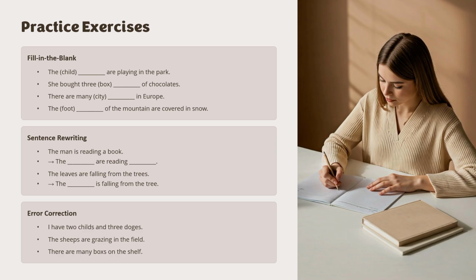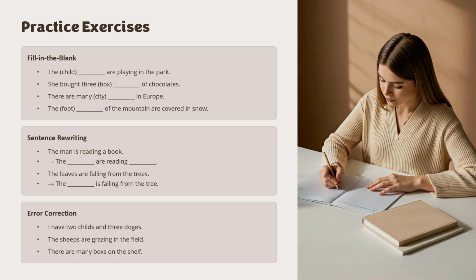Okay, so now the second sentence. The leaves are falling from the trees. Here we're trying to convert leaves into its singular form. Since we have leaves, which ends in VES, to convert it, we add the F or the FE, but in this case, it's leaf, LEAF. The leaf is falling from the tree. Good. Okay. Now let's go into the error correction.